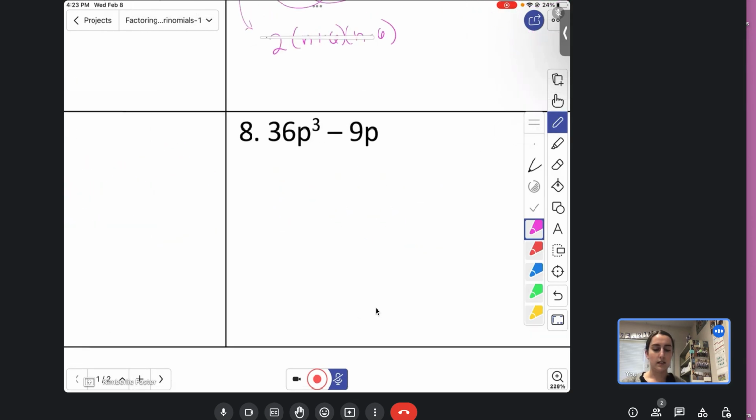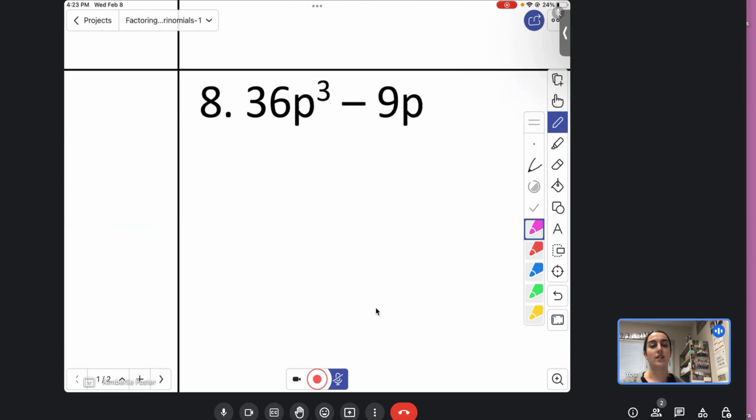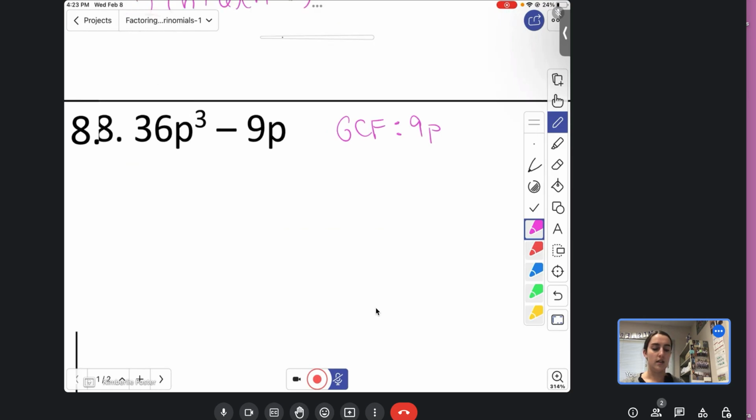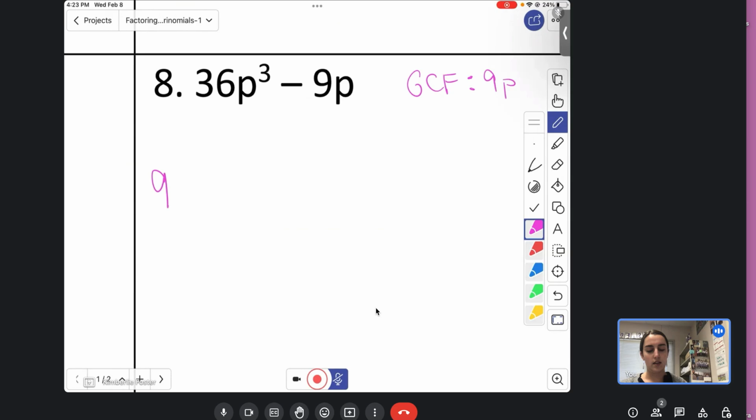Okay. Lastly is number 8. Number 8, a 36 and a 9. 9 goes into 36, and they both have a p. So we definitely want to factor out our GCF first. On this one, I can see my GCF is 9p. So I'm going to divide everything by 9p, see what I have left in my parentheses, and maybe I can keep factoring. Okay, 36 over 9 is 4. P to the power of 3 divided by p to the power of 1 is p squared. Remember, 3 minus 1. 9p over 9p is just 1.